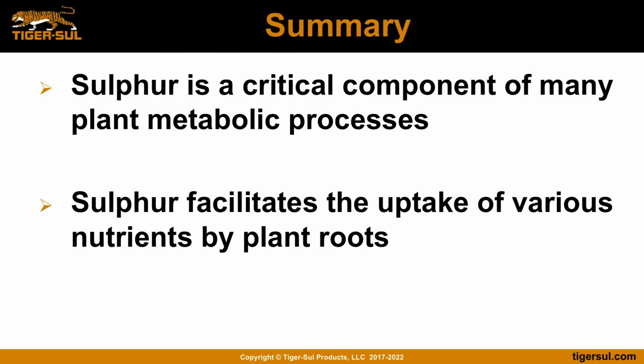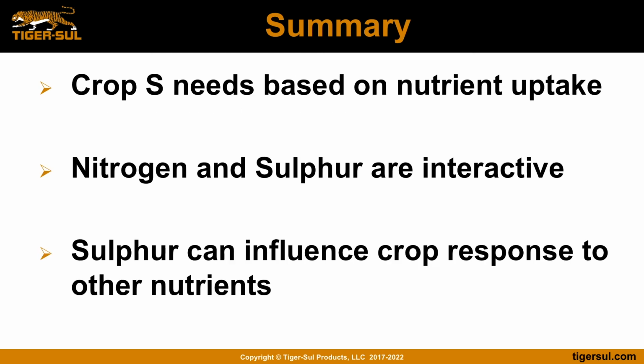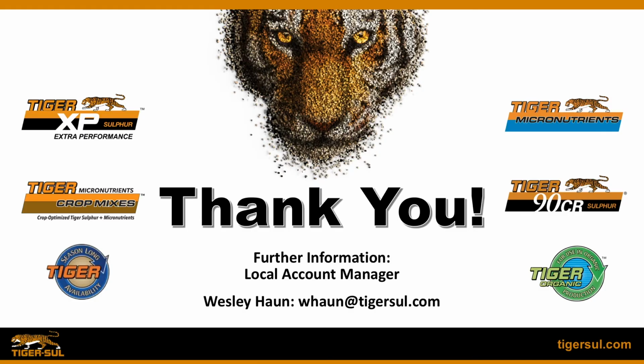Sulfur facilitates the uptake of various nutrients by plant roots. Crop sulfur needs to be based upon crop nutrient uptake rather than removal. Nitrogen and sulfur are interactive, and sulfur can influence crop response of other nutrients. So hopefully this provides some insight as to how sulfur can enhance extra crop growth and nutrient uptake.